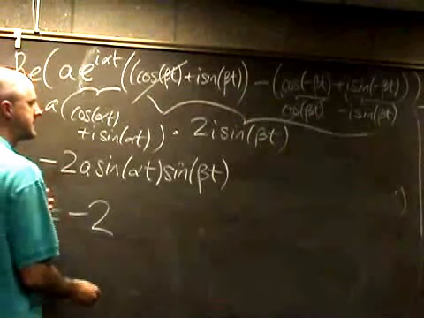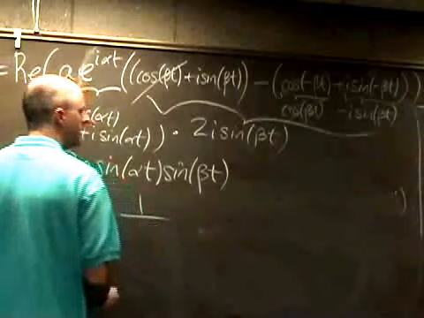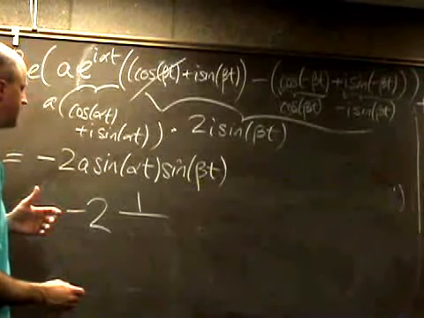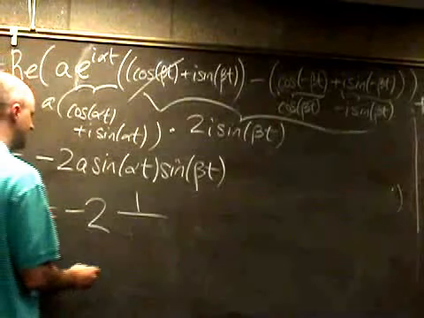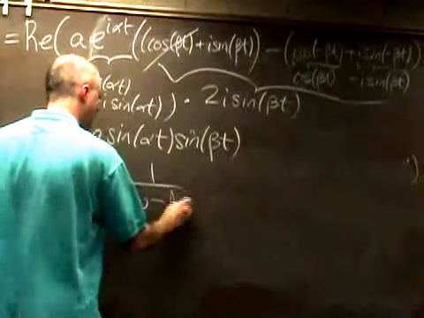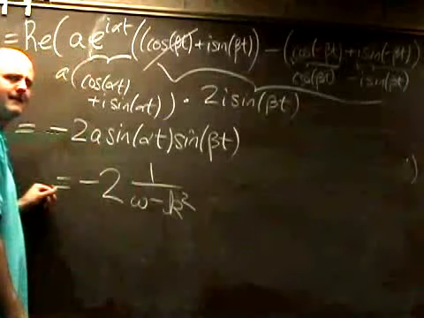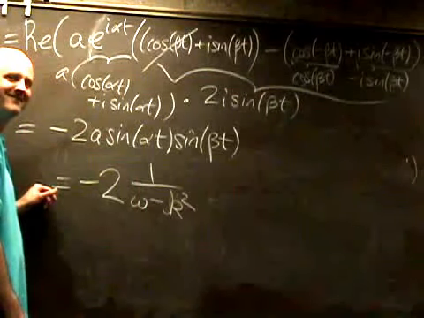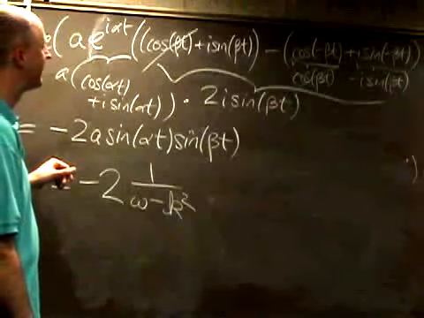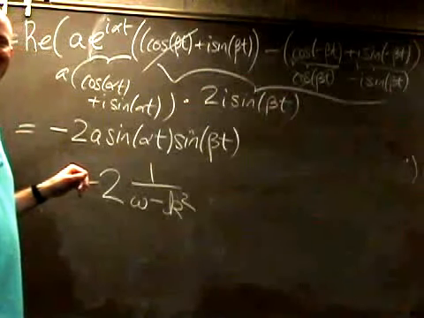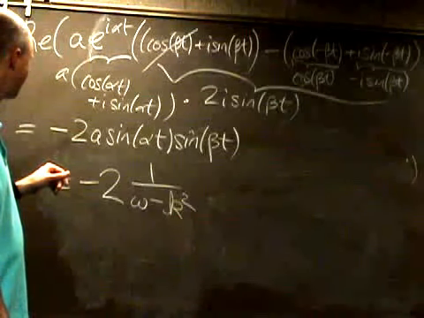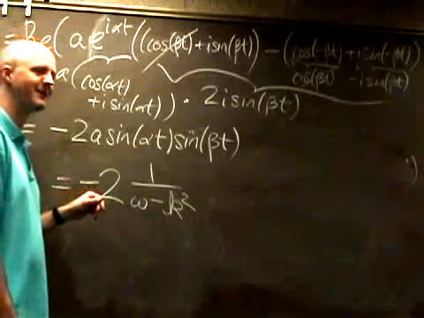A again is, oh, I forgot. Was it 1 over omega minus k squared? Or the other way around? Do you remember? I erased it, I think. Well, you think it might have been the other way around? Let me think here.